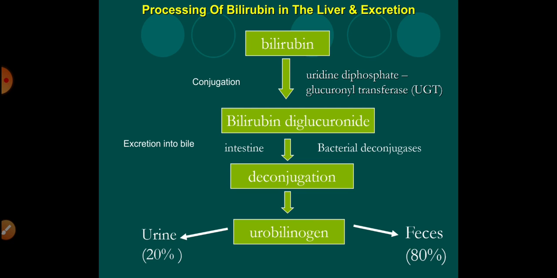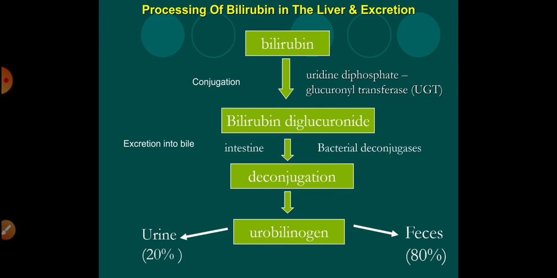The bilirubin, which is taken up by the hepatocytes, will be conjugated by uridine diphosphate glucuronyl transferase, the UGT enzyme. The conjugated bilirubin then will be secreted into the biliary canaliculi, and from the biliary canaliculi they go to the canals of Hering, and from there it will be transported through to the hepatic ducts in the portal tract, and from there it will be carried and stored in the bile in the gallbladder.